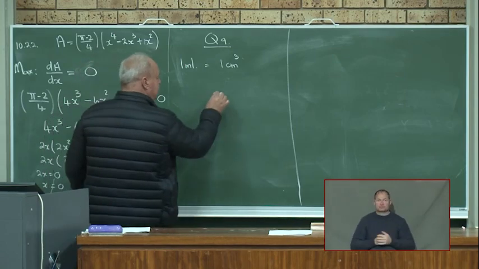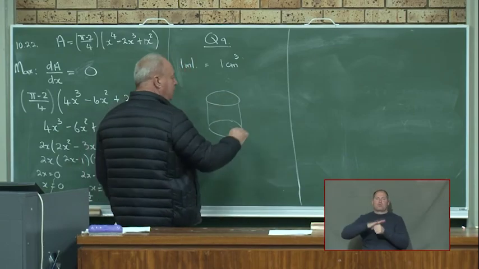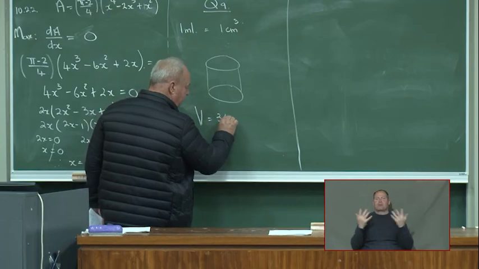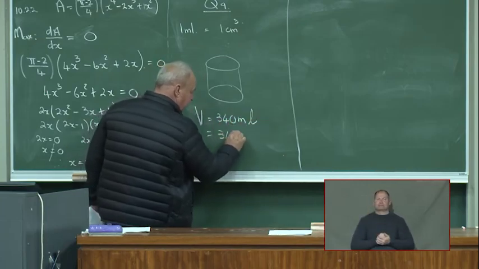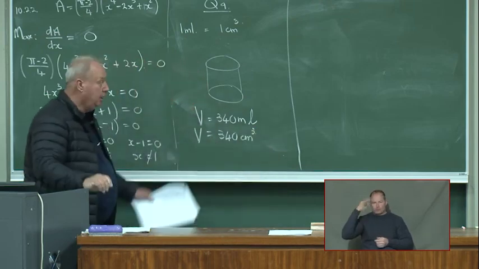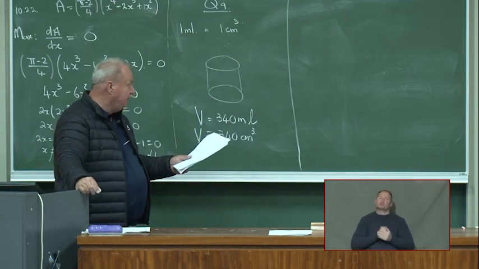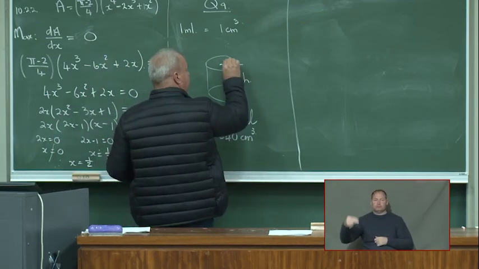This here is a cylinder. So what is the volume? The volume is equal to 340 milliliters, and that is equal to 340 centimeters cubed. Agree? Because of this conversion. They give you the conversion. Right, then they say to you, the height is h, this here is the radius.